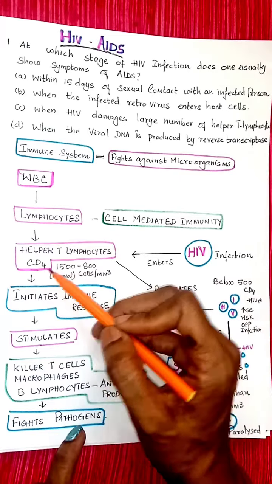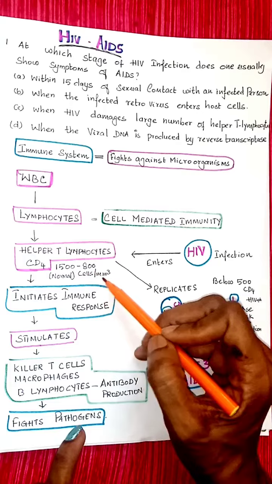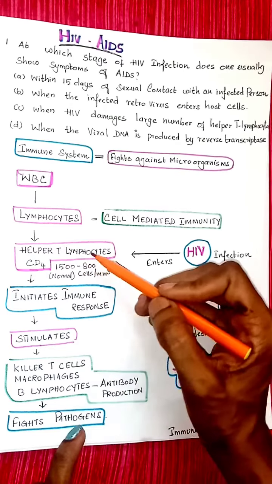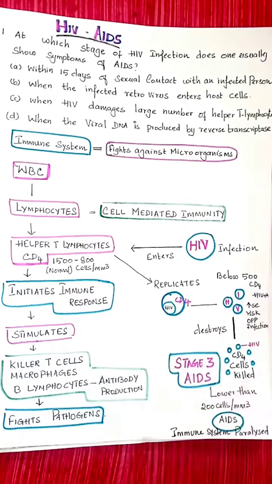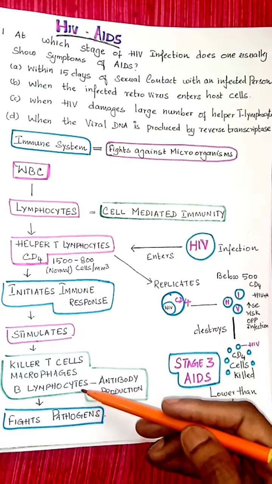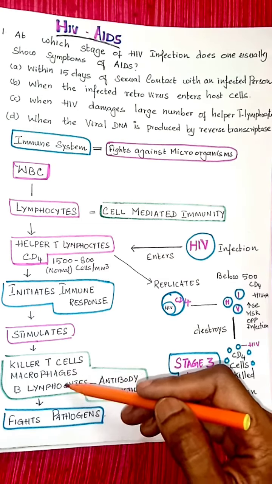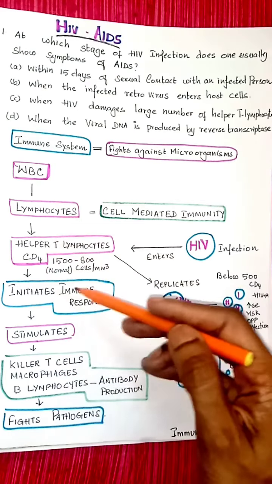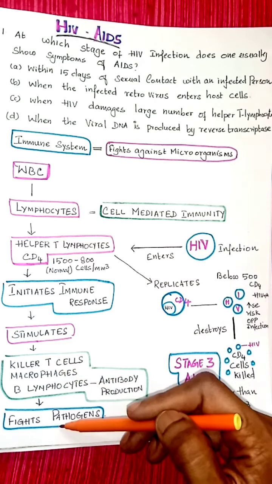In a normal healthy person, the count of CD4 cells will be around 1500 to 800 cells per cubic millimeter. So what is the function of helper T lymphocytes or CD4 cells? Is to initiate the immune response. Killer T cells, macrophages, B lymphocytes which produces antibodies. All these cells will fight against the pathogens. So the CD4 cells will initiate the immune response. It stimulates all these fighting cells to fight against the pathogens which enters the body.